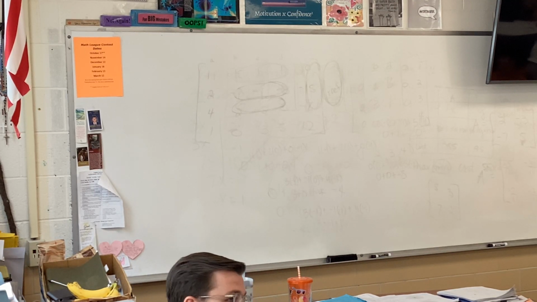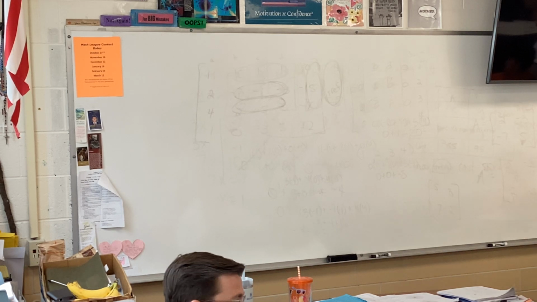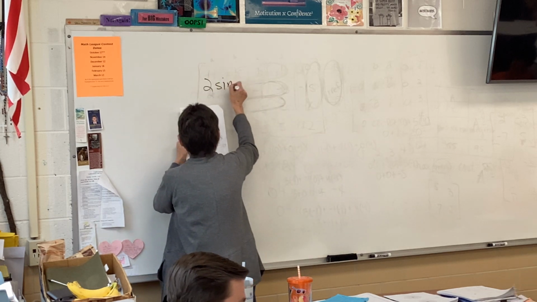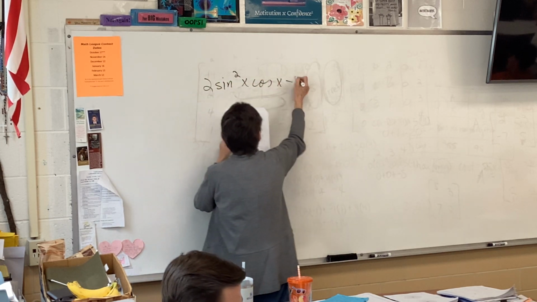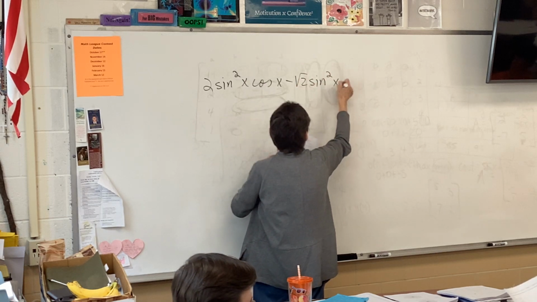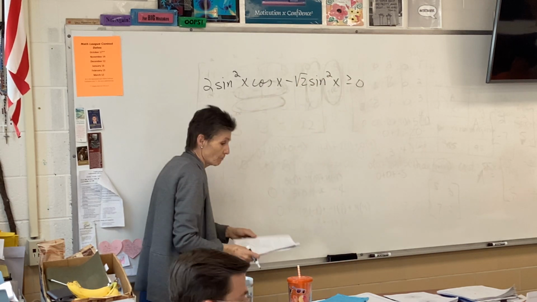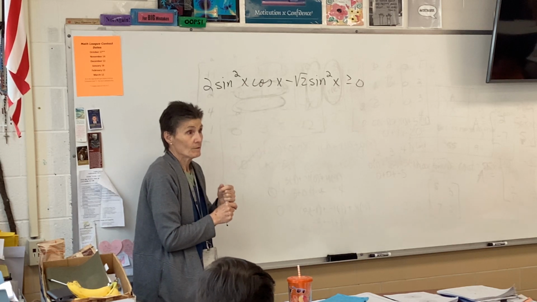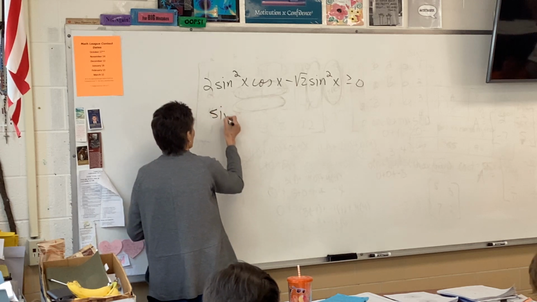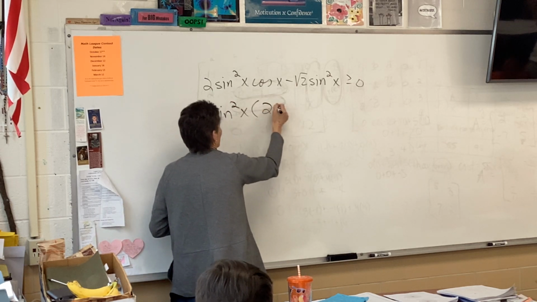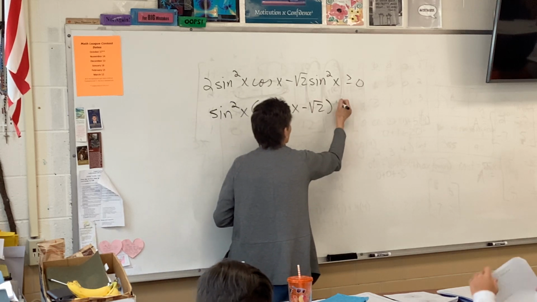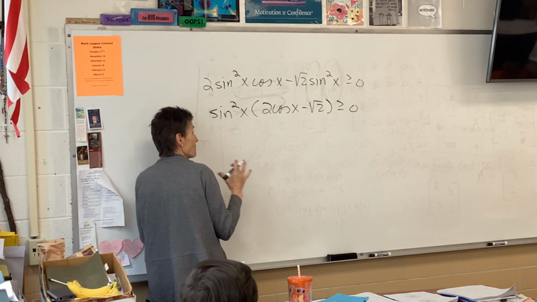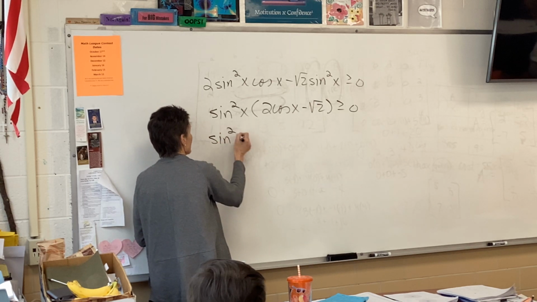Okay, so on review sheet 16. Alright, so first thing we need to do is factor. So I'm gonna pull out a sine squared, and I'll have 2 cosine minus root 2. And then I know it's an inequality, but I need to find my key values, so I'm gonna go ahead and set these factors equal to 0.